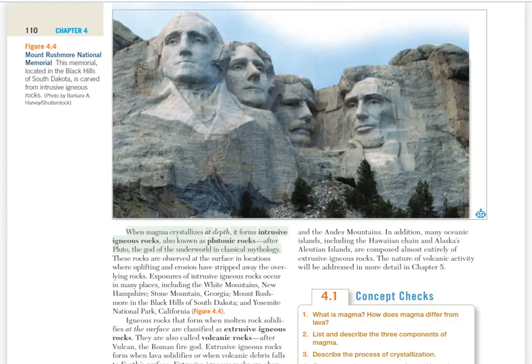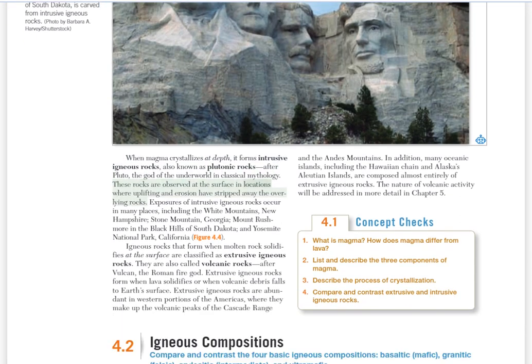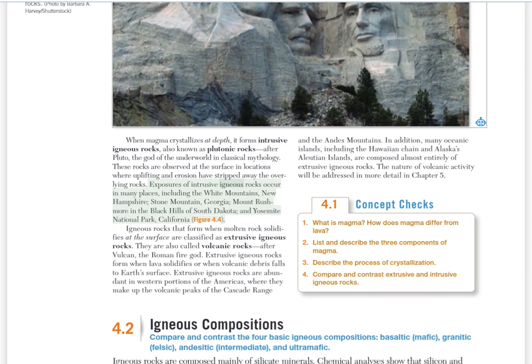When magma crystallizes at depth, it forms intrusive igneous rocks, also known as plutonic rocks, after Pluto, the god of the underworld in classical mythology. These rocks are observed at the surface in locations where uplifting and erosion have stripped away the overlying rocks. Exposures of intrusive igneous rocks occur in many places, including the White Mountains, New Hampshire, Stone Mountain, Georgia, Mount Rushmore in the Black Hills of South Dakota, and Yosemite National Park, California.